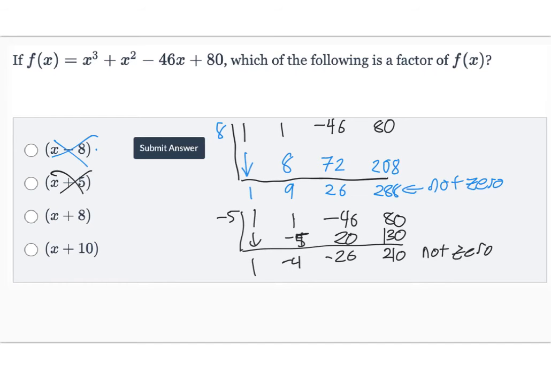Third one. We're going to have negative 8, and then 1, 1, negative 46, and 80. Bring the 1 down, negative 8, negative 7, 56, that's 10, negative 80 gives me 0. Yes, this is our answer.